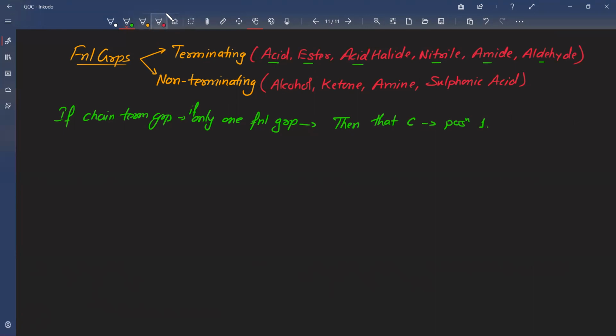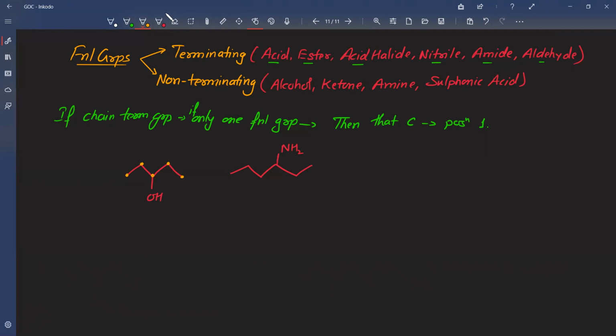Right? And non-terminating groups mean what? Suppose this is the main chain, and OH can be anywhere. This is a main chain, and NH2 can be anywhere. So at NH2 the chain doesn't terminate. At OH the chain doesn't terminate, because OH is not even part of the chain. OH can be attached somewhere like this.